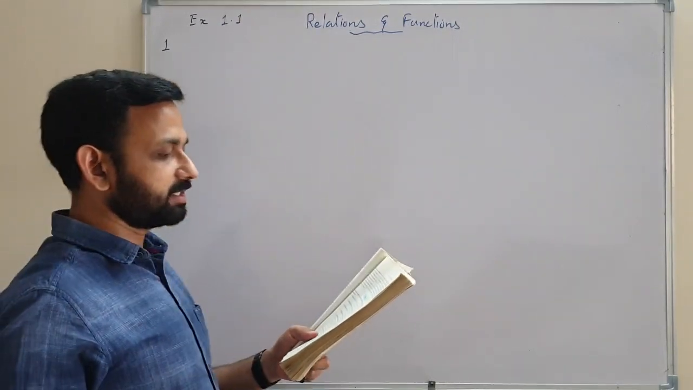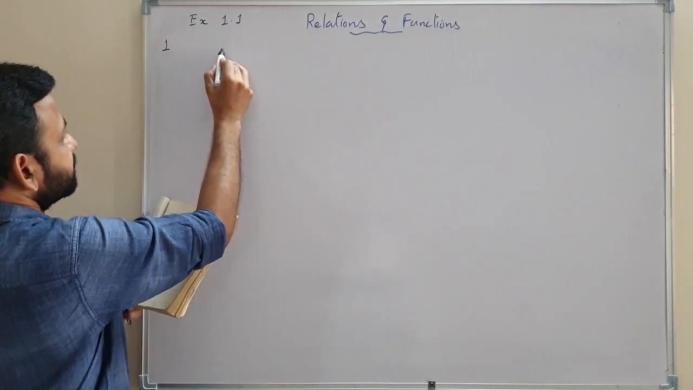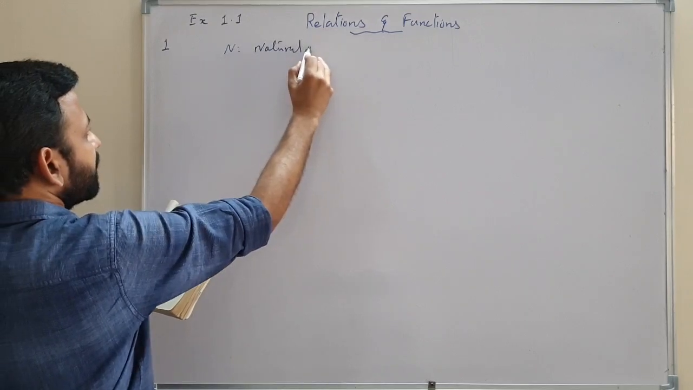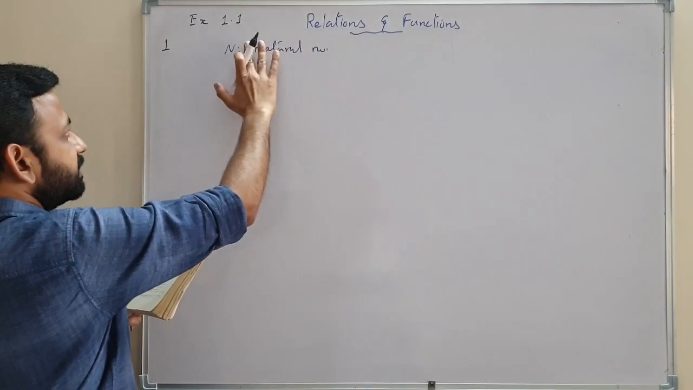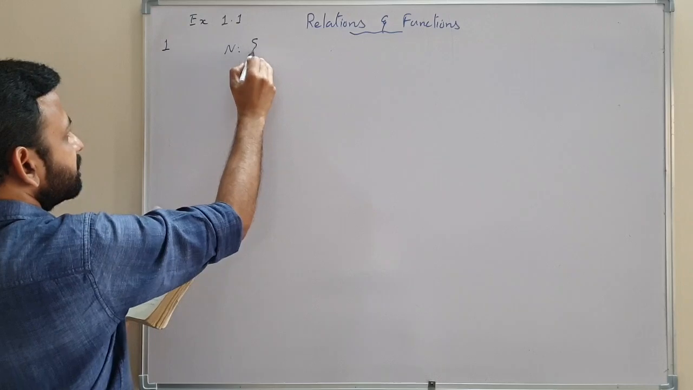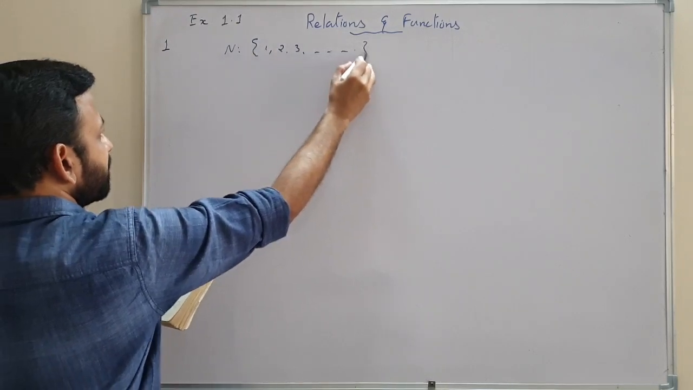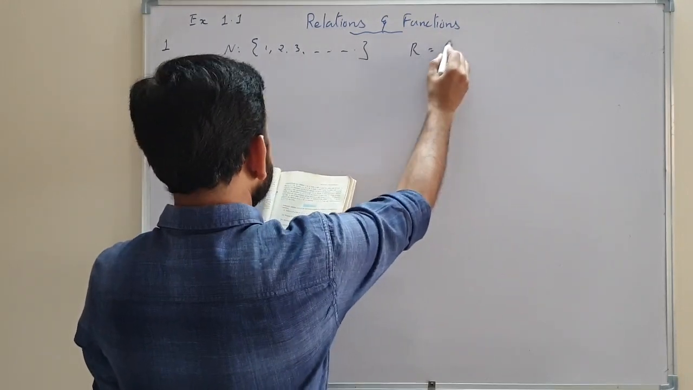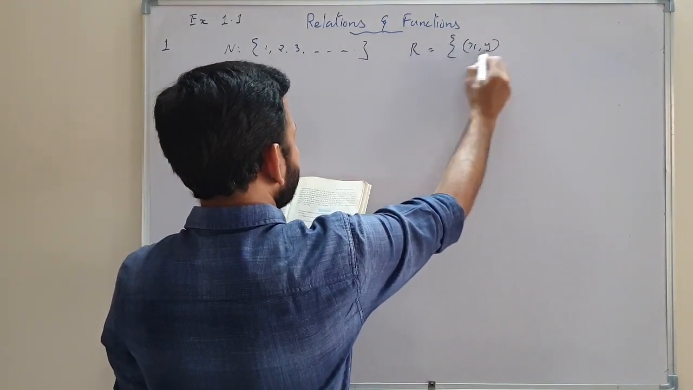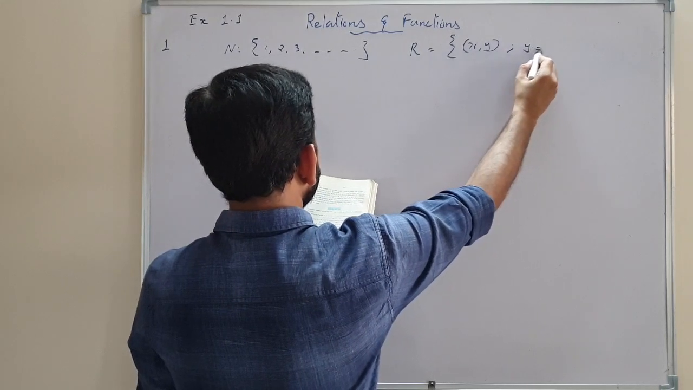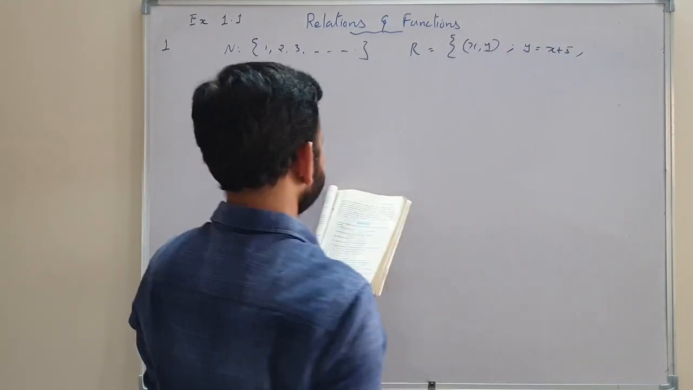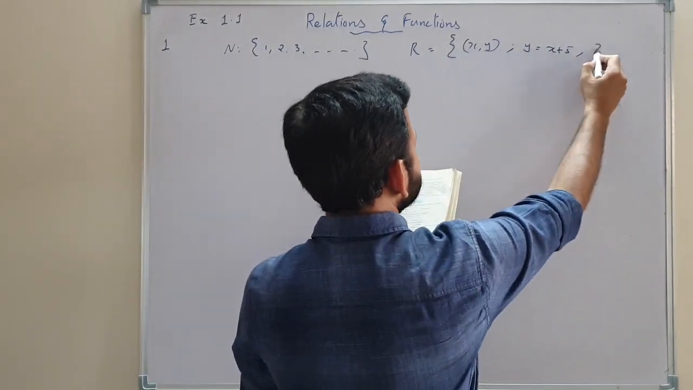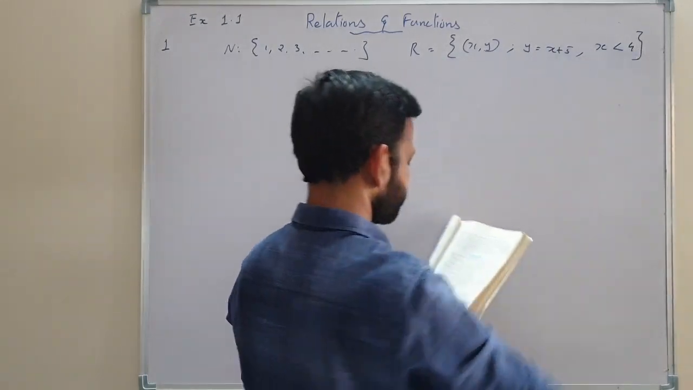Relation R in the set N of natural numbers. The set of natural numbers means 1, 2, 3, 4, 5, etc. And the relation is defined as R equal to the set of all ordered pairs (x, y) such that y is equal to x plus 5 and x is less than 4.